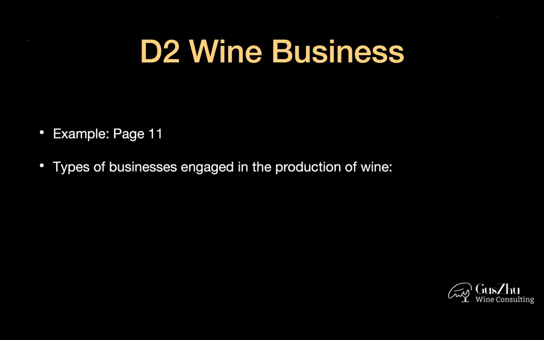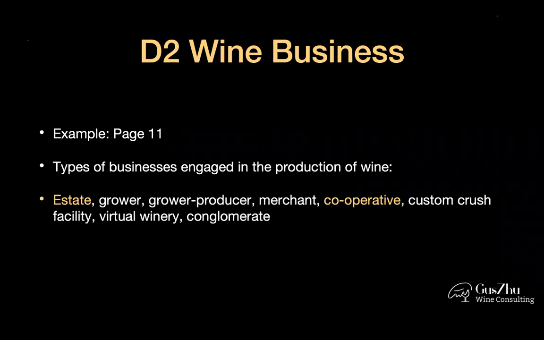Let's look at the wine business unit. Okay, for example, on page 11, it says types of business engaged in the production of wine that you need to learn about. Okay, and for example, they say you need to learn about estate, grower, producer, merchant, cooperatives, etc., etc. Okay.